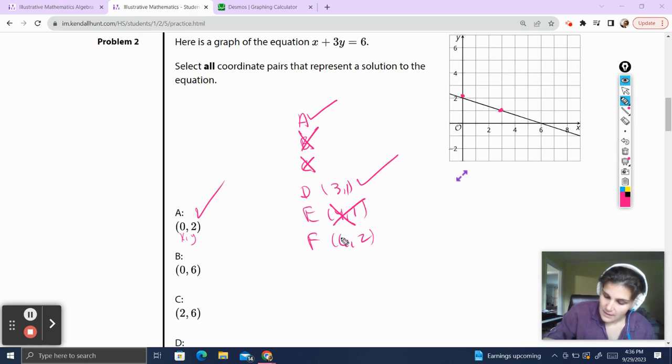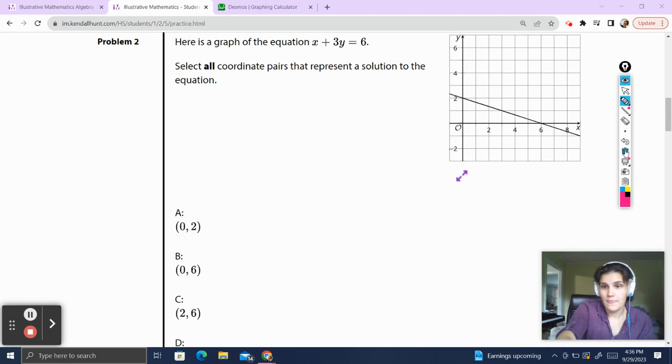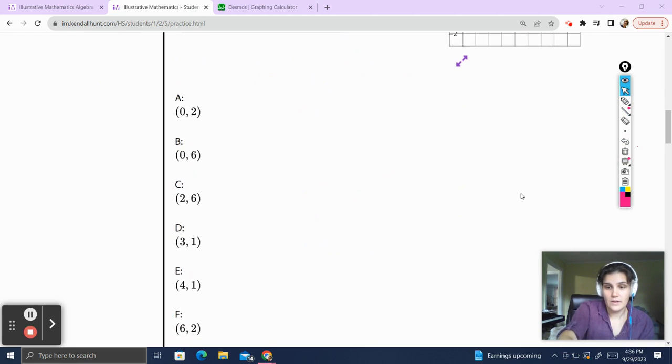F is equal to 6, 2. 1, 2, 3, 4, 5, 6. Up 2 would be over there. It is not on our graph. So these are the 2 points that are on our graph. So we know if we plug them into our original equation, it would come up with a statement that is true. Let's go on to the next question. And these are both accurate ways of doing exactly the same thing.